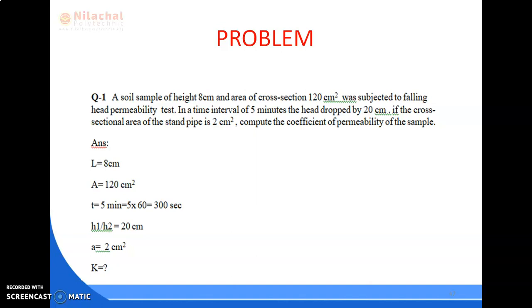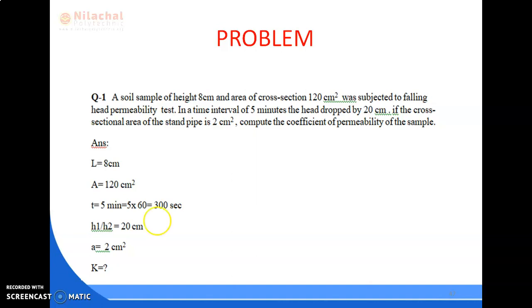A soil sample of height 8 centimeter and area of cross section 120 centimeter square was subjected to a falling head permeability test. In a time interval of 5 minutes, the head dropped by 20 centimeter. If the cross sectional area of the standpipe is 2 centimeter square, compute the coefficient of permeability of the sample.